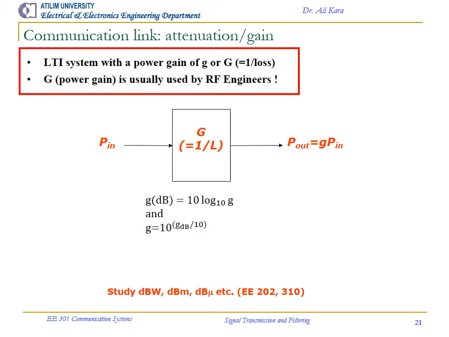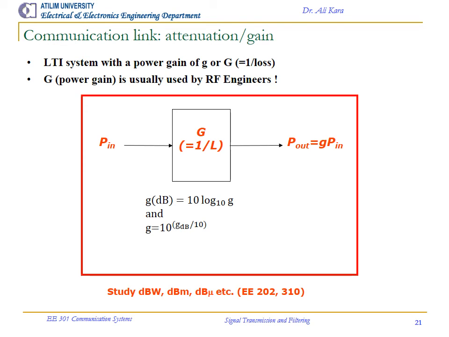Communication link: attenuation/gain. Consider an LTI system with a power gain of G, or capital G, which is also equal to 1 over loss. Capital G, in other words power gain, is usually used by RF engineers. In this system, the output signal power is the input power times G. G is the gain of the system. Remember that G is also 1 over L, where L is loss.